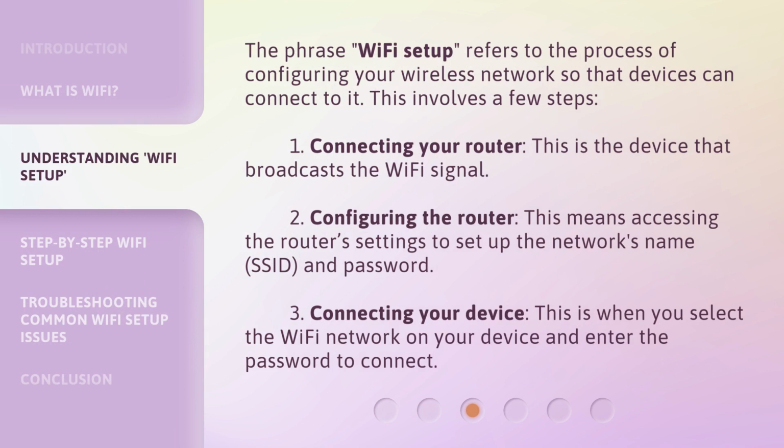The phrase, Wi-Fi setup, refers to the process of configuring your wireless network so that devices can connect to it. This involves a few steps. 1. Connecting your router. This is the device that broadcasts the Wi-Fi signal. 2. Configuring the router. This means accessing the router's settings to set up the network's name, SSID, and password. 3. Connecting your device. This is when you select the Wi-Fi network on your device and enter the password to connect.